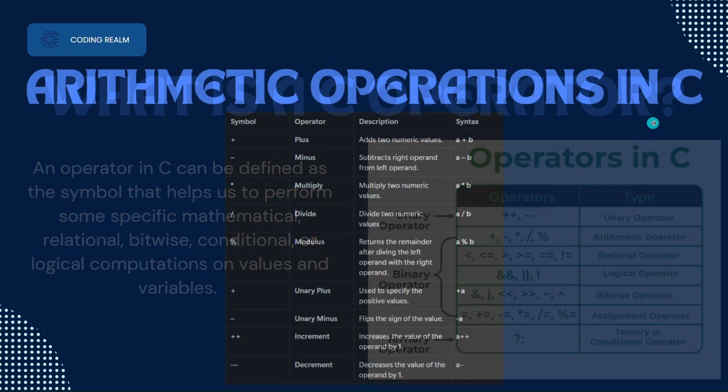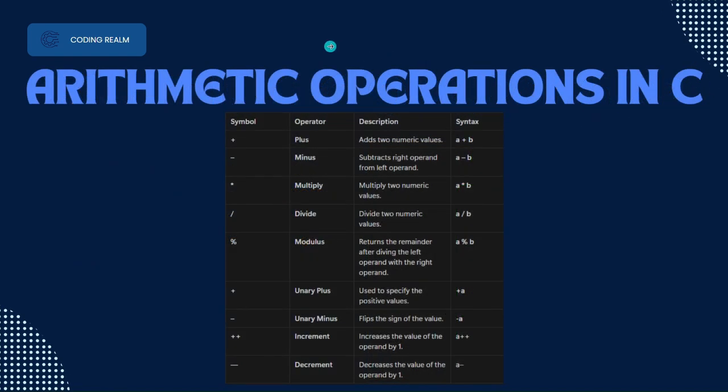Let's start to talk about the arithmetic operations in C. The arithmetic operators are used to perform arithmetic or mathematical operations on operands. Let's see this table. We have first plus, which adds two numbers, for example a + b. Minus subtracts the right operand from the left operand, like a - b.